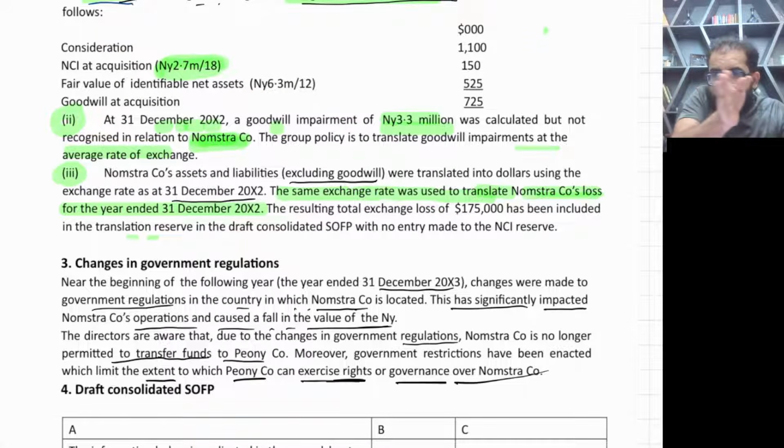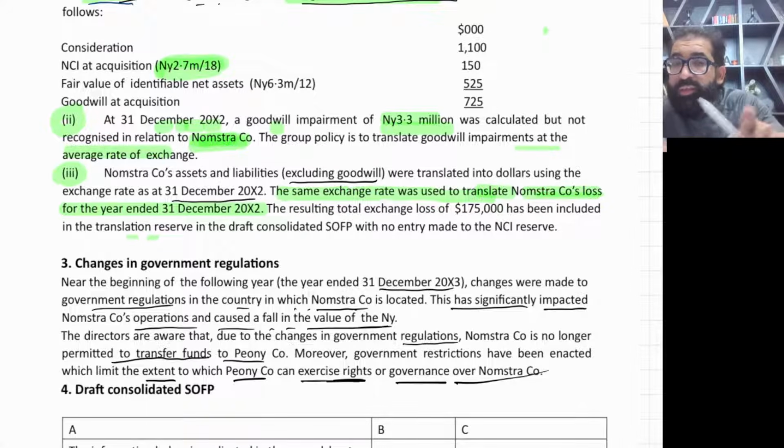Loss is a for-the-year thing. So for the year, we use average rates. It's not a year-end thing. It's a for-the-year thing. So this is an error. This is a permanent error. This is an error for sure.